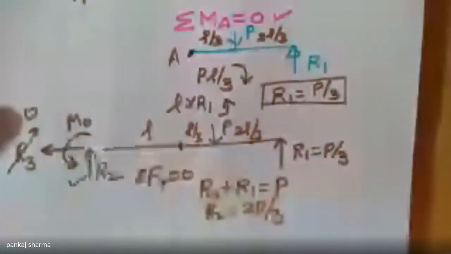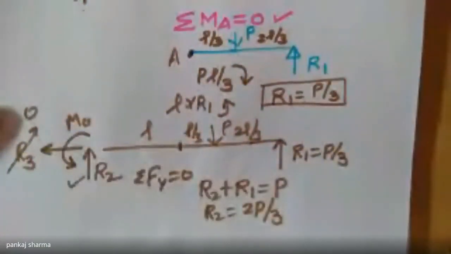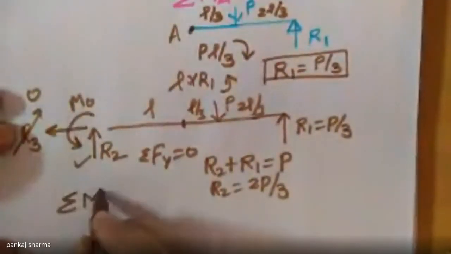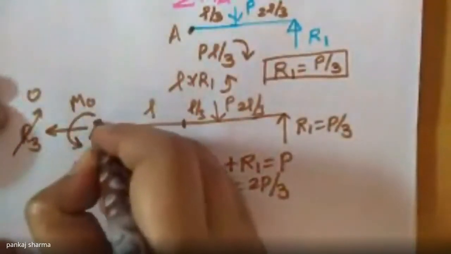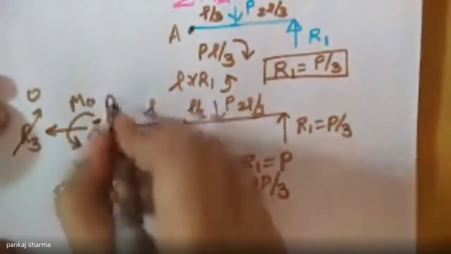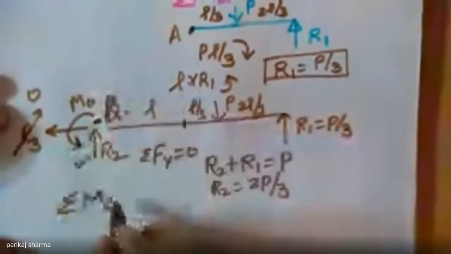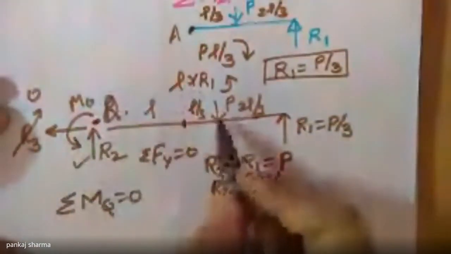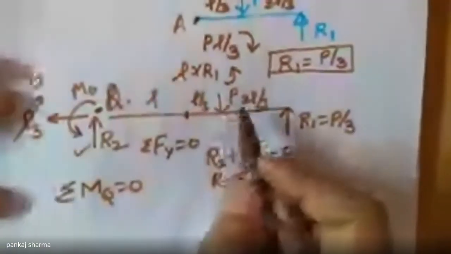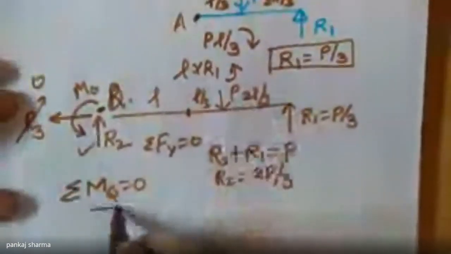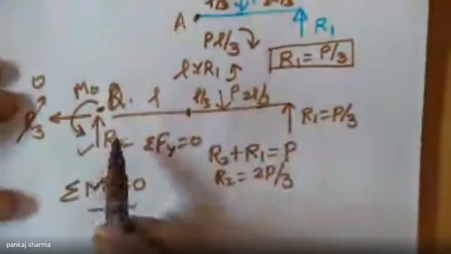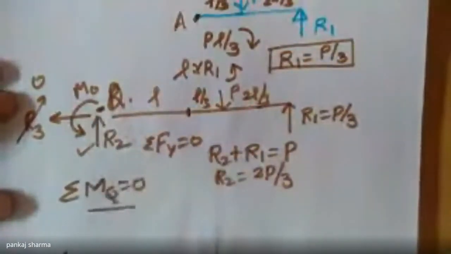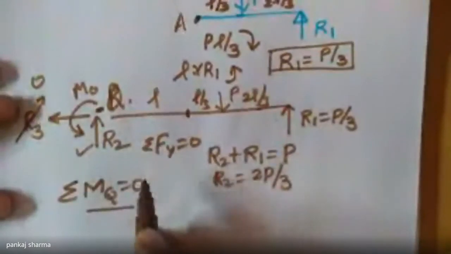Now what about M0? We can use the net moment with respect to, suppose, this point Q, so MQ is equal to 0. We can calculate the moment reaction using the equation of moment balance.